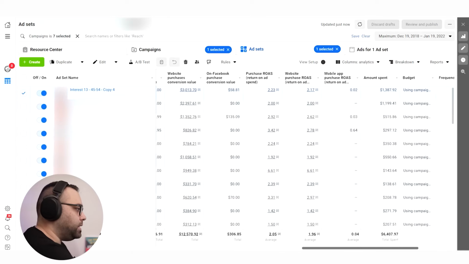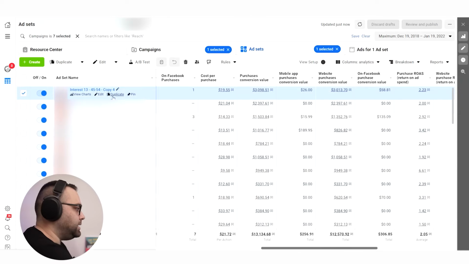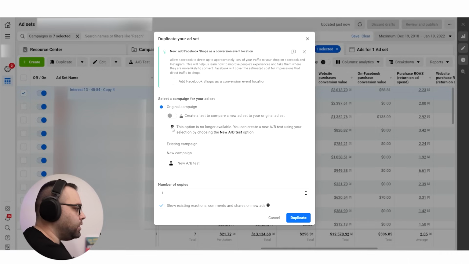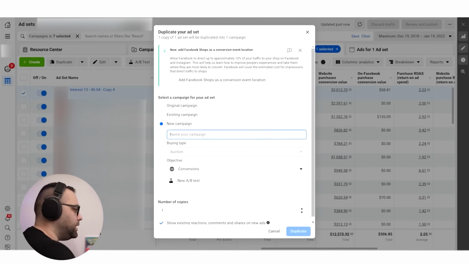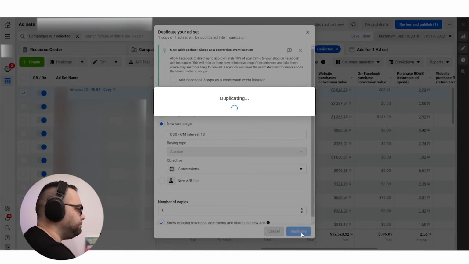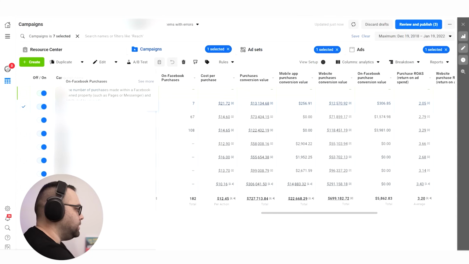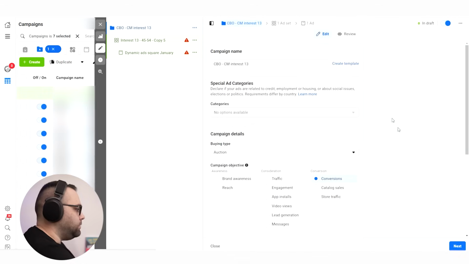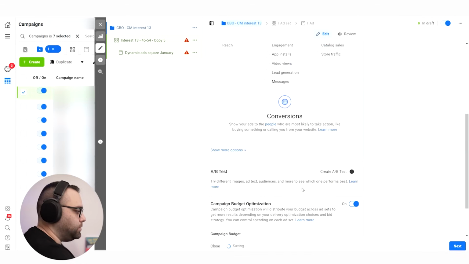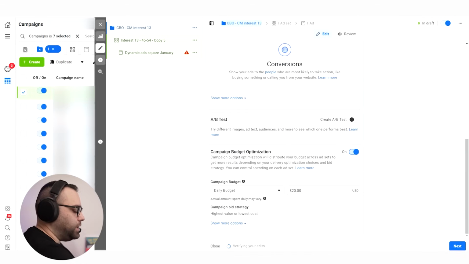So the way that we can do that is by taking this, duplicating it, going into a new campaign, of course, and doing this one CBO. Let's name this one crazy method, interest 13, okay? And let's now duplicate it. When we come here, we'll be able to see it, and we can go to our campaign budget optimization and open it.